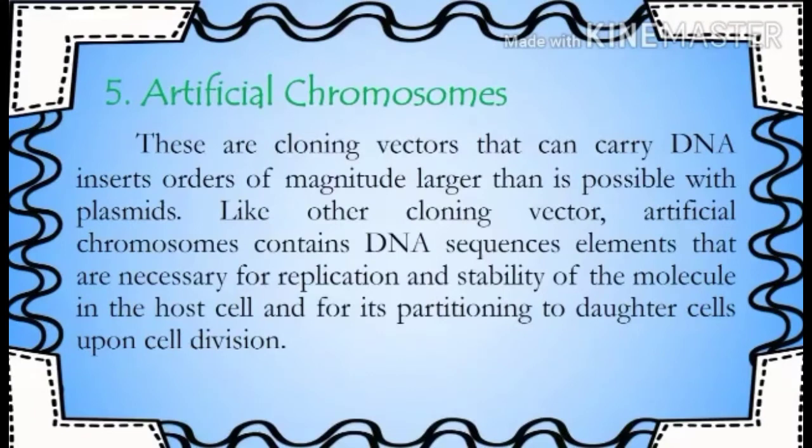The fifth method of gene therapy is the artificial chromosome. These are cloning vectors that can carry DNA inserts orders of magnitude larger than is possible with plasmids. Like other cloning vectors, artificial chromosomes contain DNA sequence elements that are necessary for replication and stability of the molecule in their host cell and for its partitioning to daughter cells upon cell division.